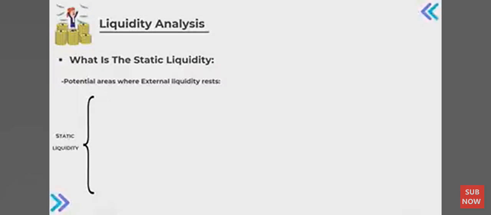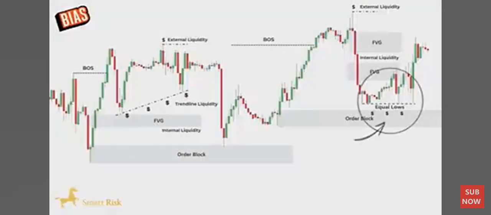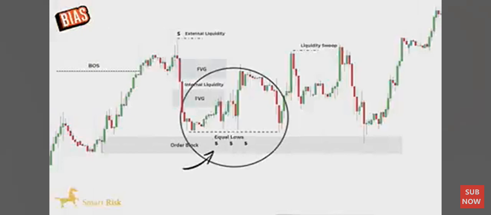The main types are equal lows and equal highs. Static liquidity often pools beneath equal lows or above equal highs, because many stop-loss orders are placed in these zones. These levels are targets for liquidity sweeps before the market moves in the opposite direction.